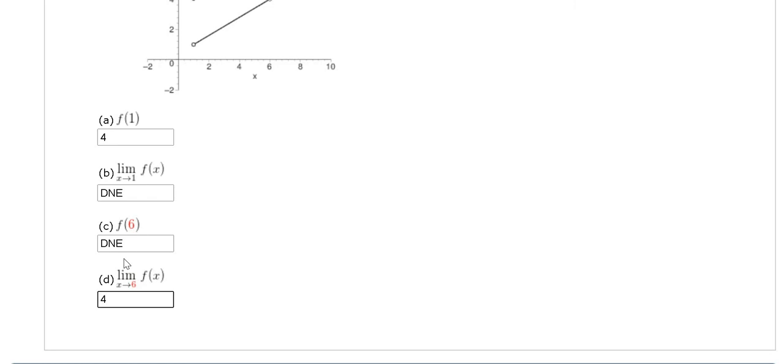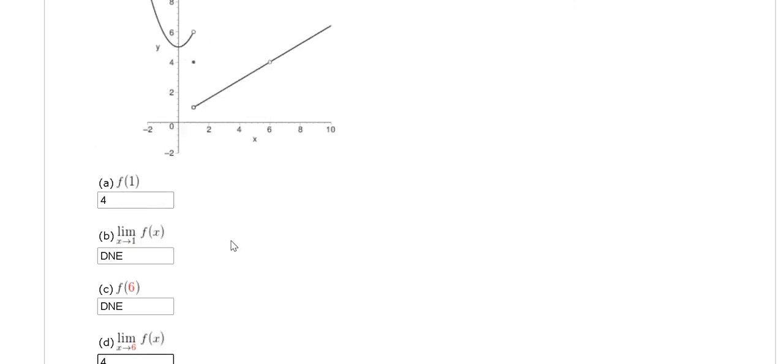So the limit can exist, but the function is not necessarily defined there. That's what this shows, right? You can have the limit exist, but the function here is not defined. And here, you can have the function be defined and then the limit not exist. So it's kind of an interesting example because it shows that.